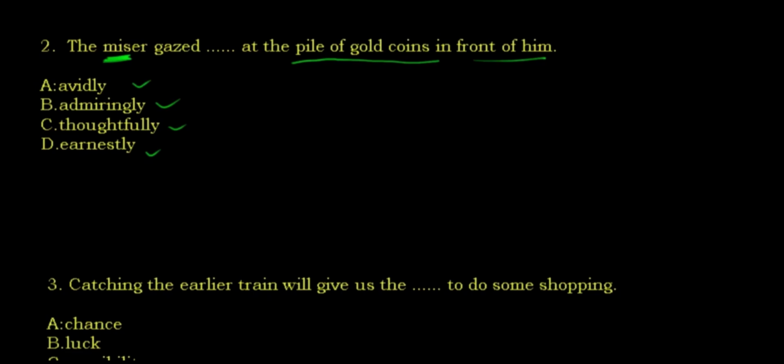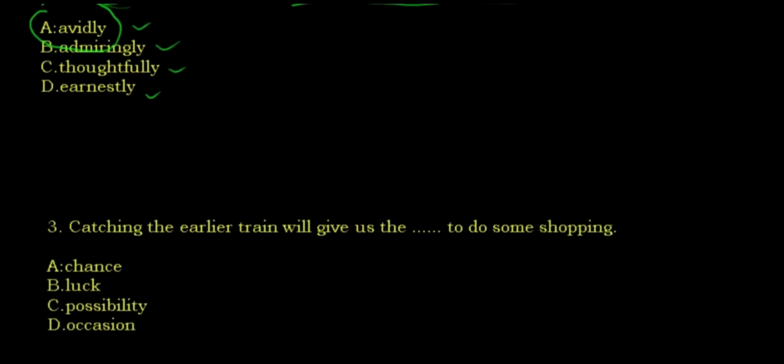Reason being, that means with a lot of enthusiasm and interest. So with a lot of enthusiasm and interest, definitely if the person is a miser, he would have a lot of enthusiasm and interest when looking at that heap of gold in front of him. So let's go with A. Then question number 3.